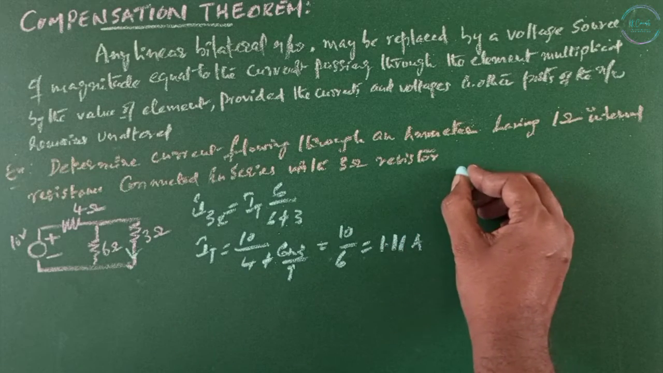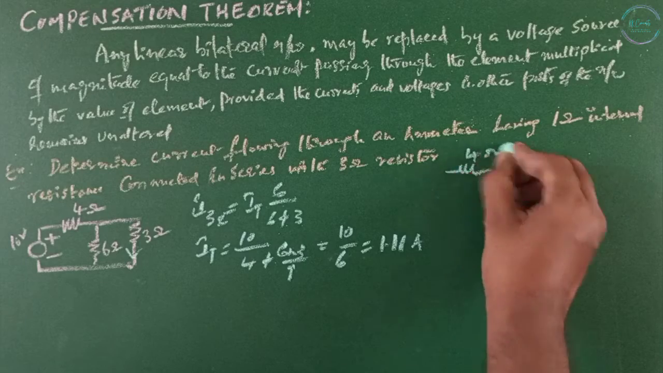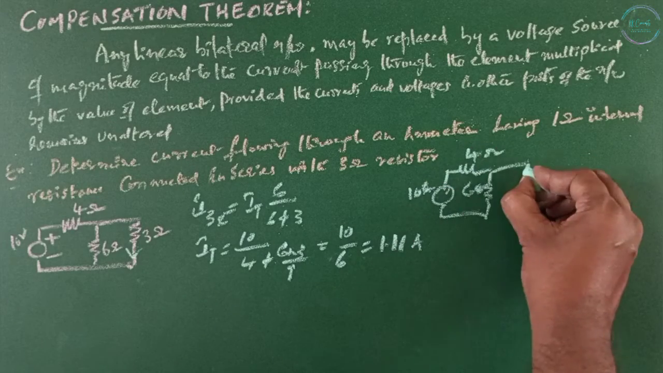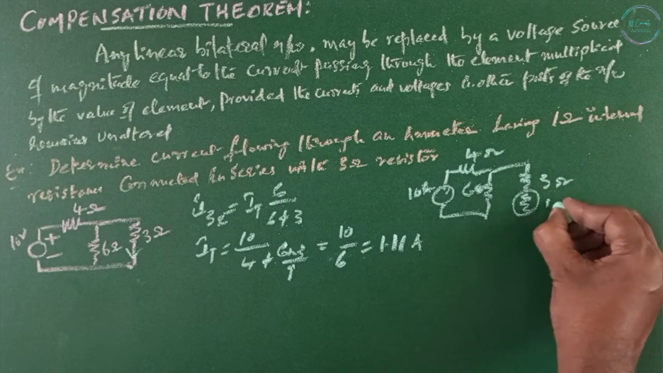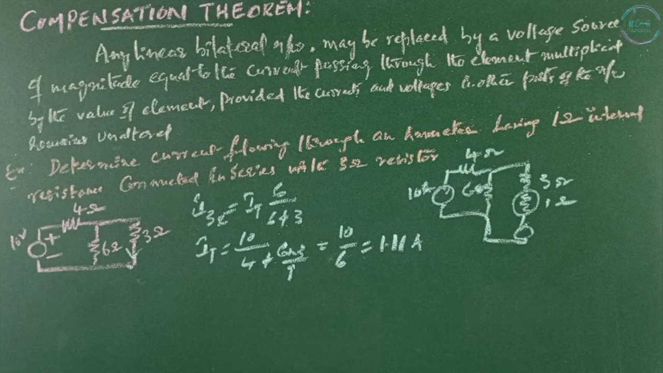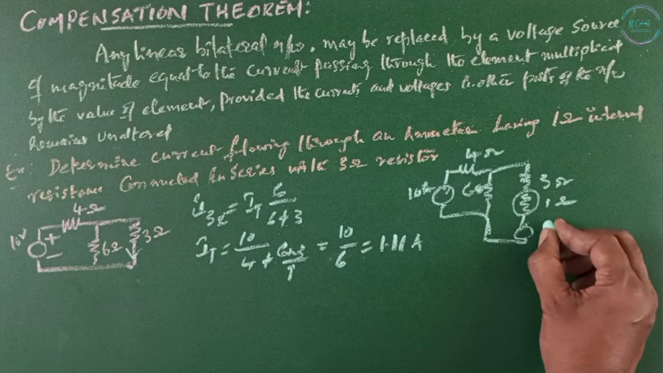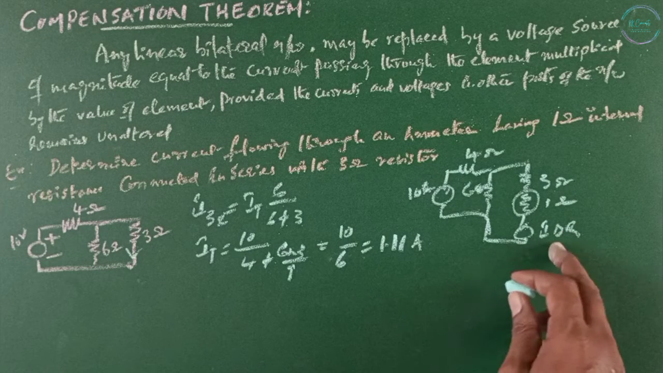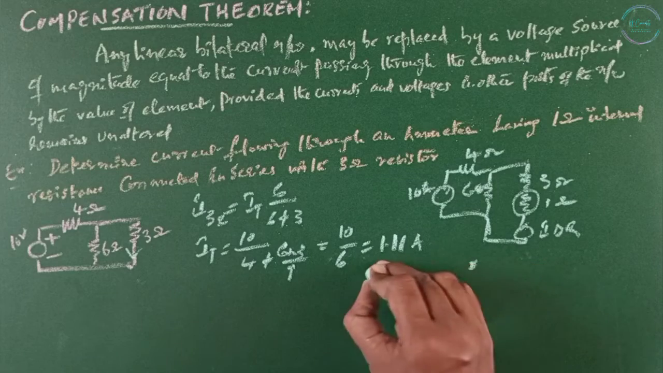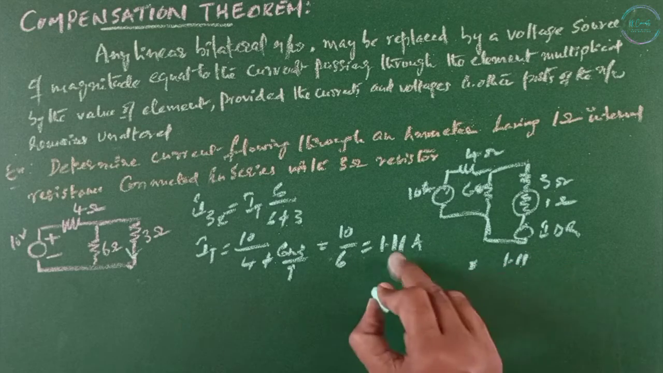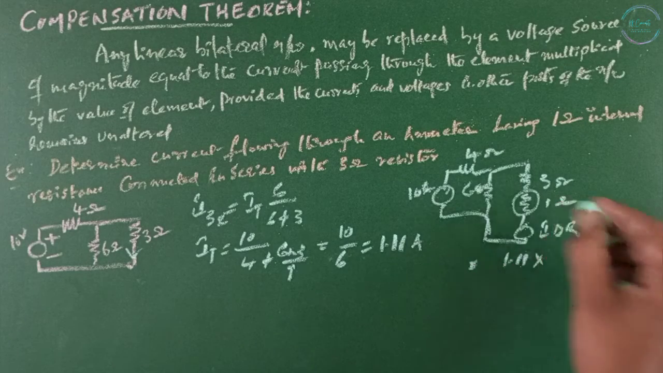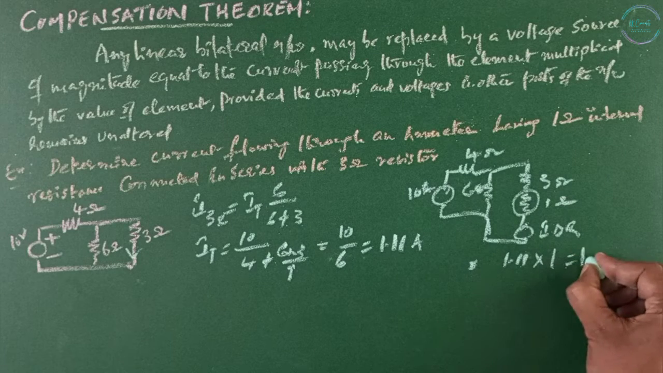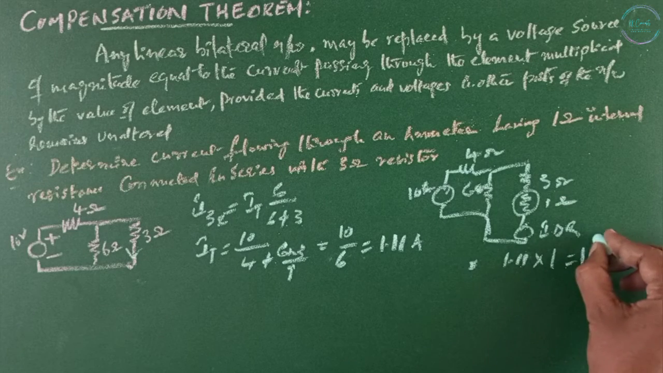Since an ammeter is connected in this network, there are changes in the currents in the other branches, which results as if a voltage source of I delta R volts is acting in this branch. This value is given by the current, 1.11 amps in the branch, multiplied by the ammeter resistance, which equals 1.11 volts here.